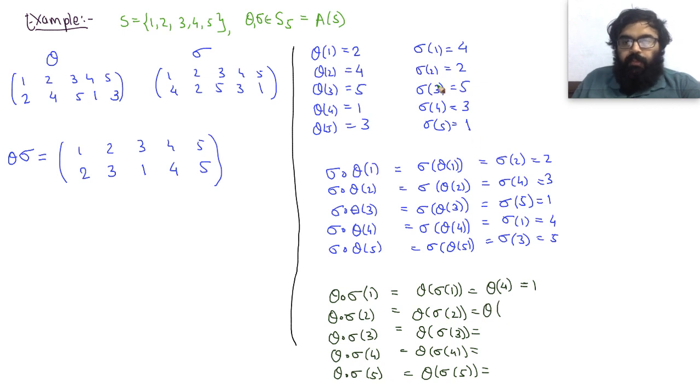Similarly, theta of sigma of 2. First we read what sigma of 2 is. It is 2. So this is 2, and then theta of 2. Theta of 2 is 4. So this is 4. So let me write the rest of the entries. Yeah, so I have written all these entries.